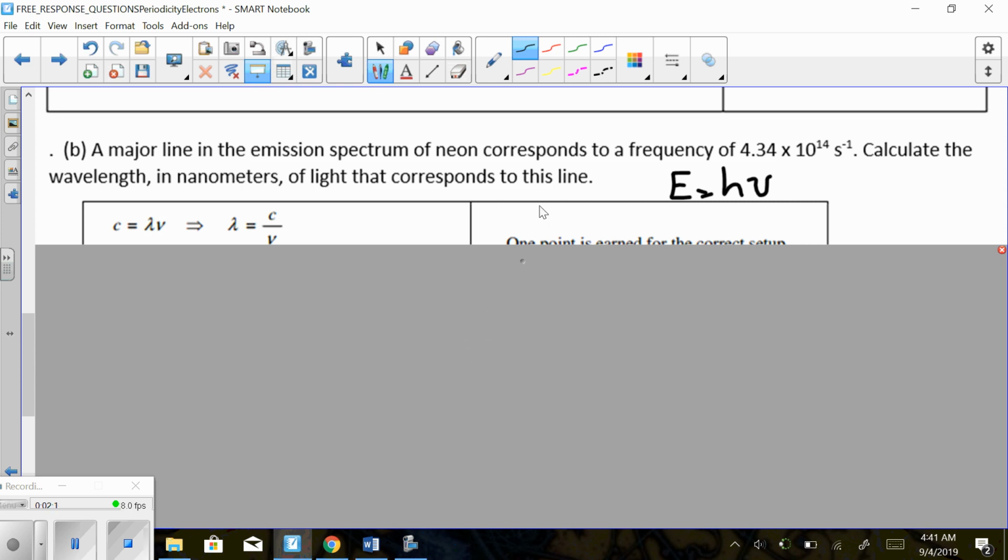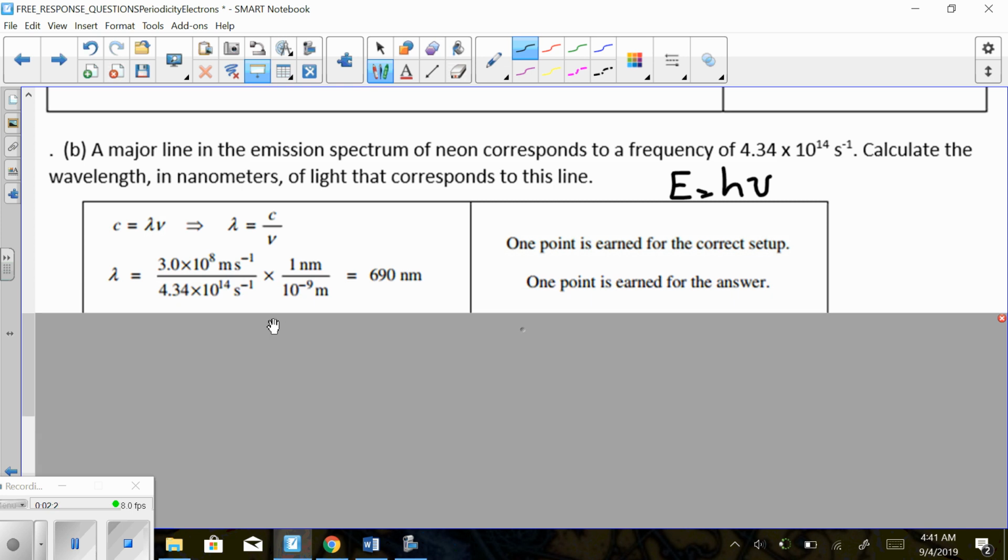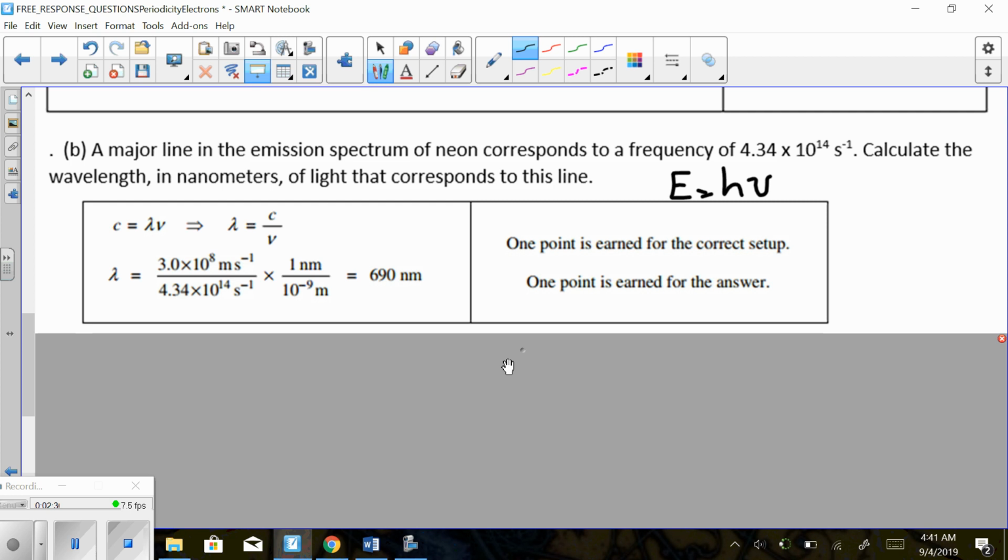If we know the frequency, we can put that here, and if we know the speed of light, substituting in our values, we will get a wavelength of 690 nanometers. This one is converted to nanometers because it asks for the wavelength in nanometers. Occasionally, if it asks for specific units, you will not get credit if you don't use them. Sometimes, if you put this answer in meters, you will get credit.